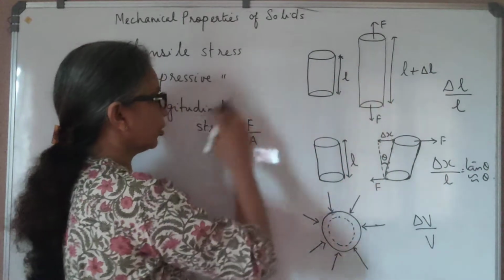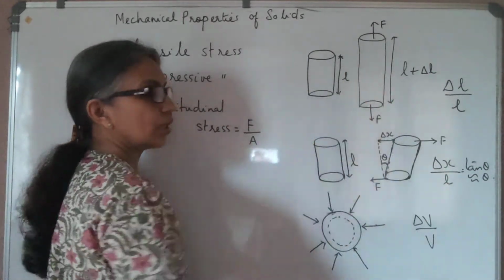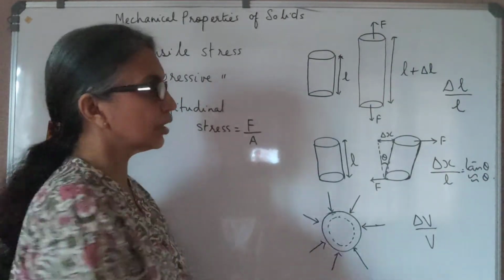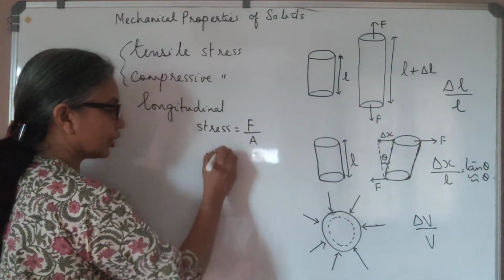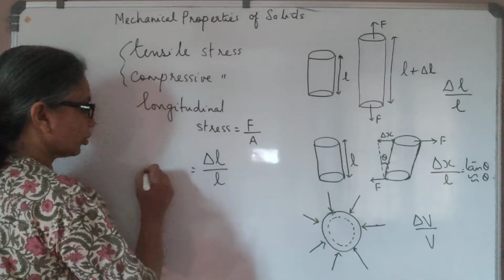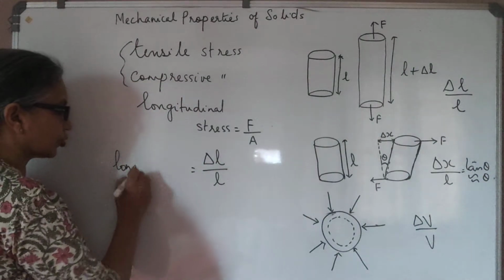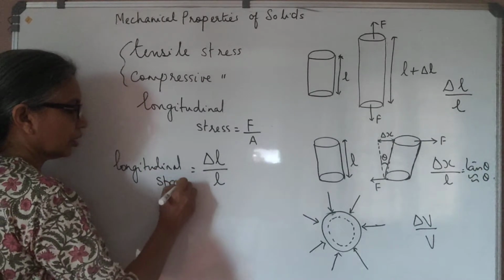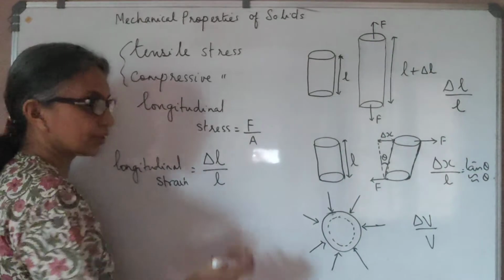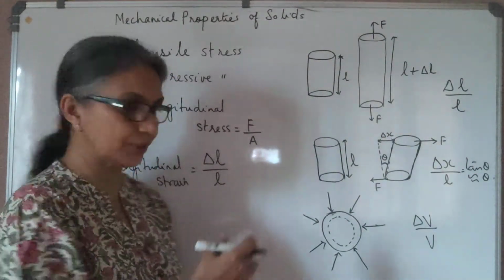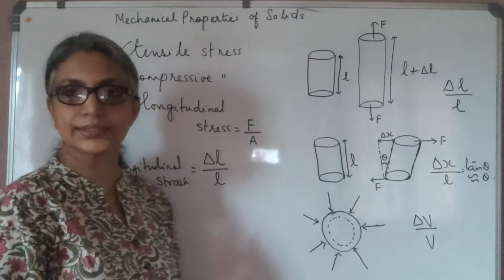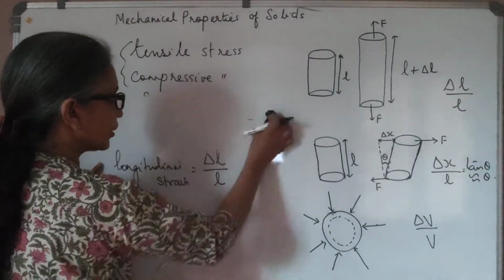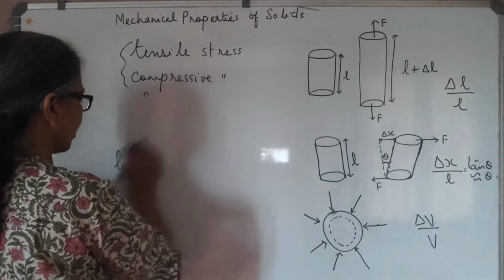Now, when you apply a longitudinal stress, this body undergoes a change in length. The change in length is delta L, either an increase or a decrease. The ratio of that change in length to the original length is called the longitudinal strain. Obviously, this doesn't have a unit because it's a ratio between two same physical quantities, delta L by L. So that's the first case, where we have longitudinal stress producing a longitudinal strain.